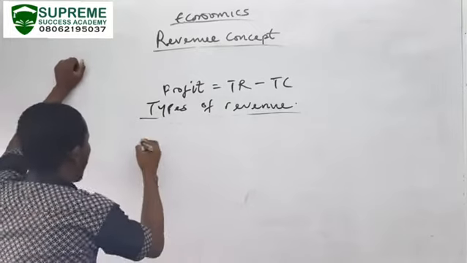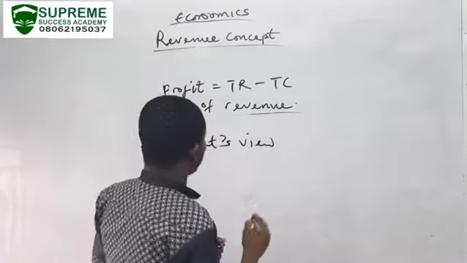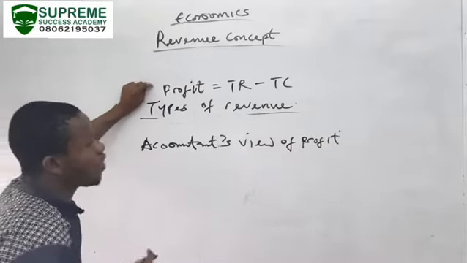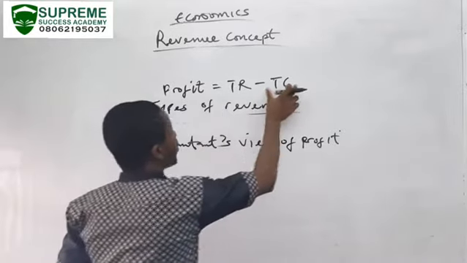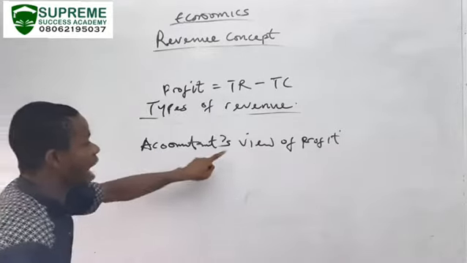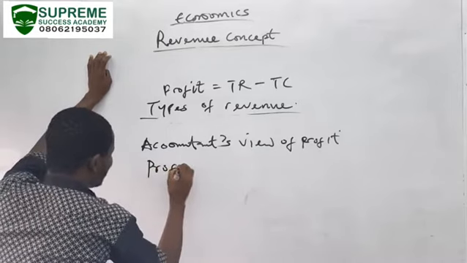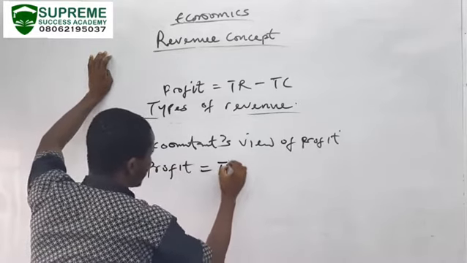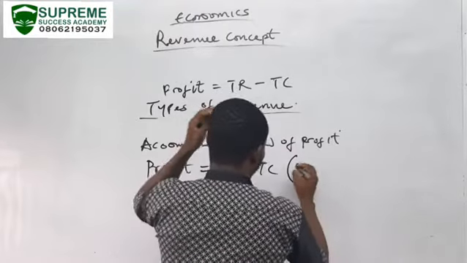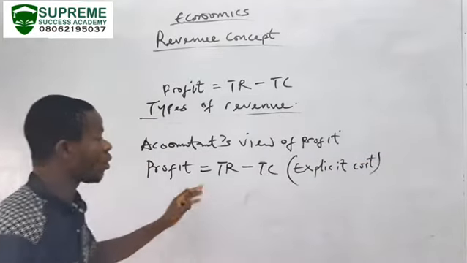When we say the accountant's view of profit, remember, as I said earlier, profit is equal to total revenue minus total cost. In a situation where we are considering the way an accountant views profit, we are going to assume that profit is the difference between total revenue and total cost, taking into consideration only the explicit cost.